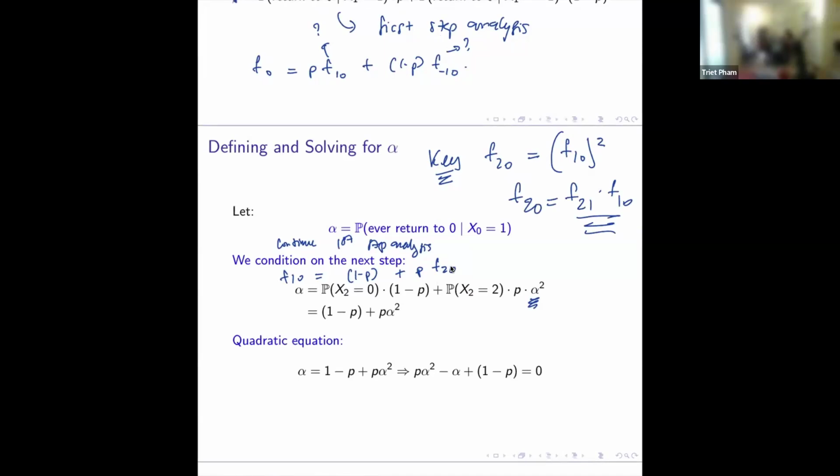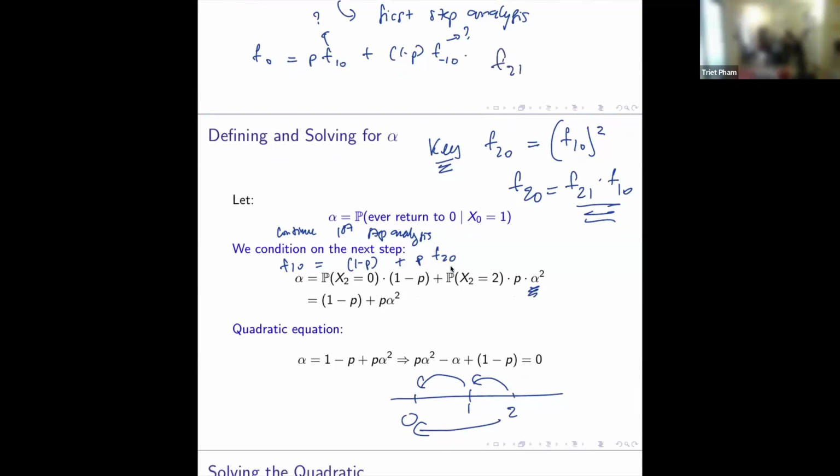Why so? Because to ever go from 0 to 2 and then back, to go back from 2 to 0, you must go from 2 to 1, and then go from 1 to 0. Are you okay with that? And now why? Then of course the argument will close when you say f21 is equal to f10. But why is that true?